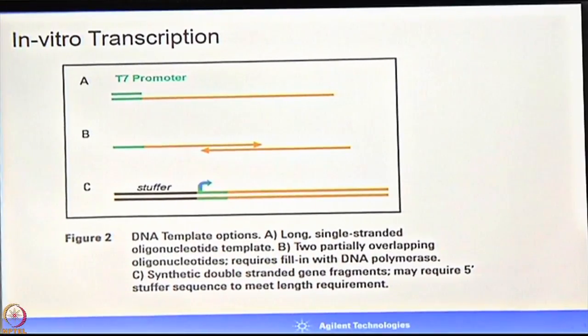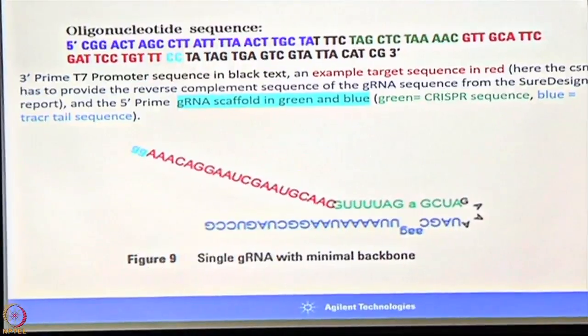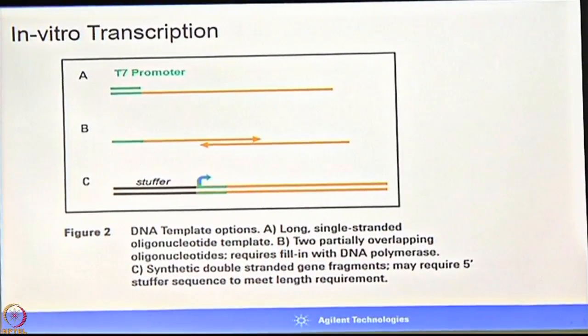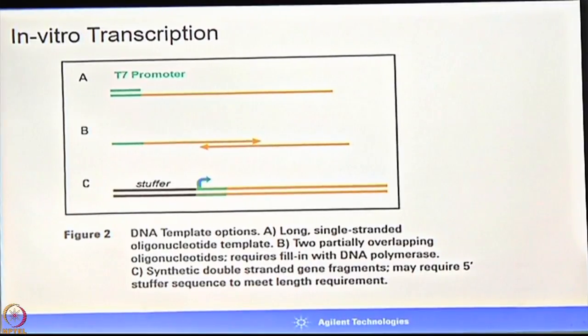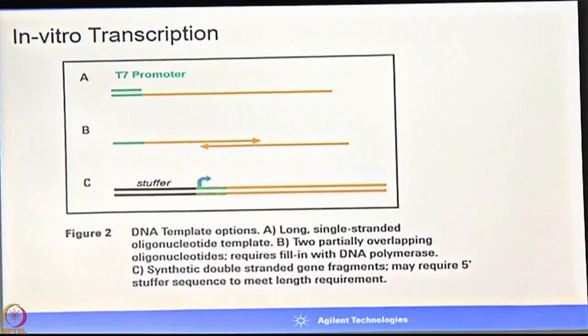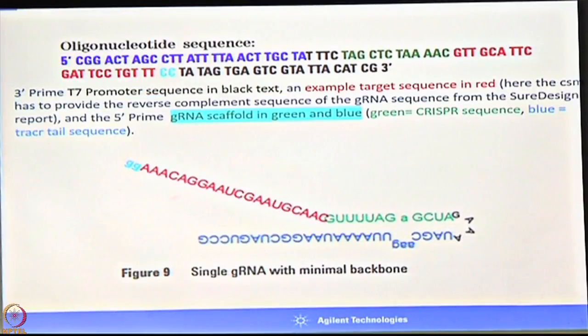You make a guide RNA for that only. This is the target you want. Just add the T7 promoter on that, right? The kits have the T7 primers, and you go for in vitro transcription to make a guide RNA, which is reverse complementary to the target. So this is the kind of guide RNA. The red part is very specific to the target, the part you are interested in, and this is the minimum backbone.